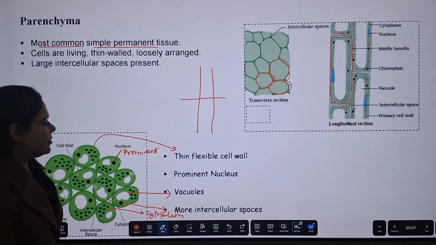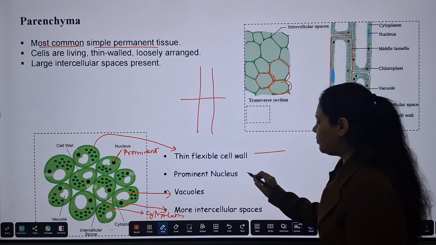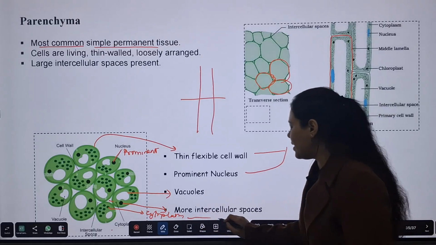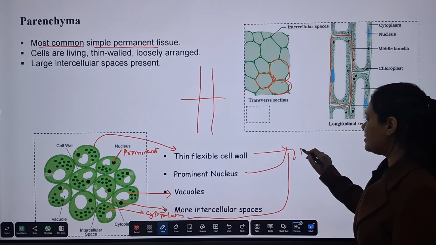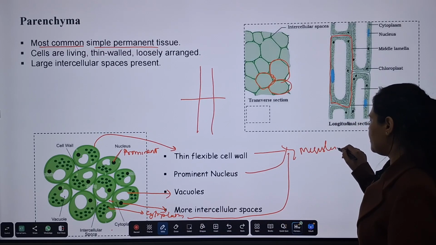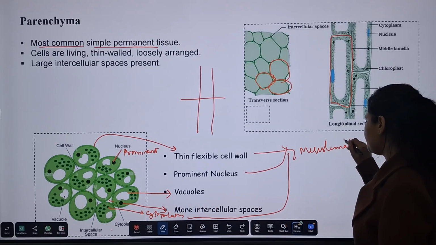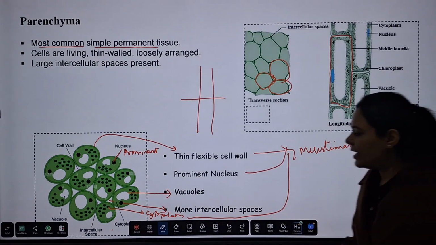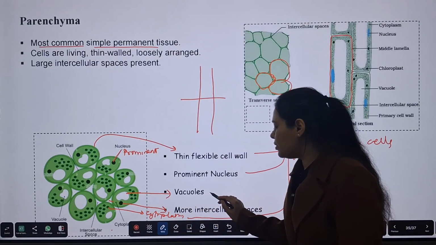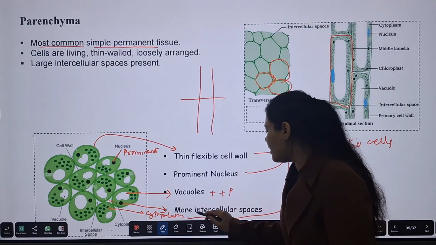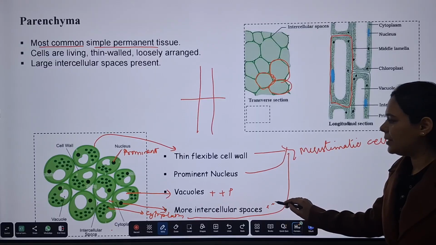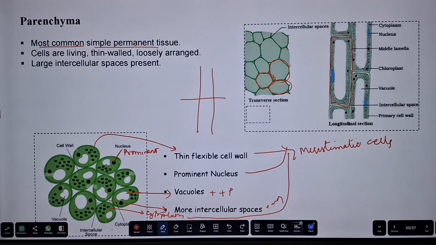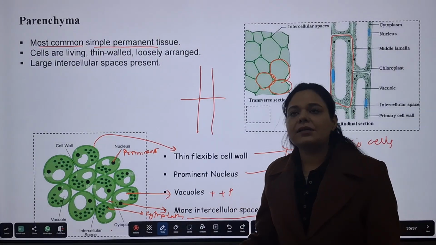So if we see these three properties, thin cell wall, prominent nucleus, dense cytoplasm, it is very similar to meristematic cells. But they differ from meristematic cells because they have large vacuoles, and then they have intercellular spaces between the cells. So these are the simple parenchymatous cells.